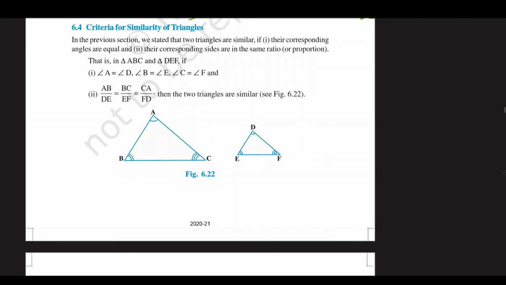Hi there. In this video tutorial, we will be doing triangles and basically the criteria for similarity of triangles. We already know these two points: the corresponding angles should be the same and the corresponding ratio of sides should be proportional. So let's move on to the different criteria for similarity.